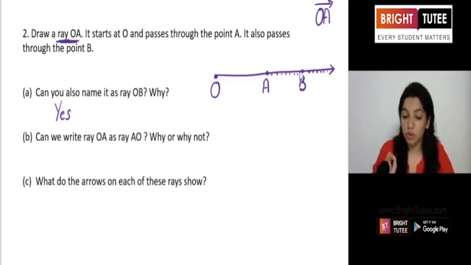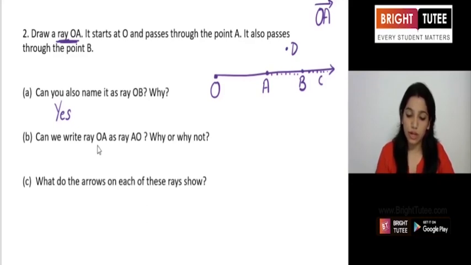Just the important thing here is that it should start at point O. Okay, so starting at point O, it can be a ray OA, it can be a ray OB, or if I have a point C here, it can be ray OC. So yes, we can give it any name, but make sure all these points are on the line. It shouldn't be like if here is a point T, so I can just name it as point T. No, I cannot do this. I can only name a ray with the help of those points which are lying on the ray itself.